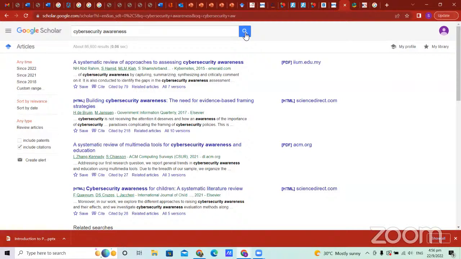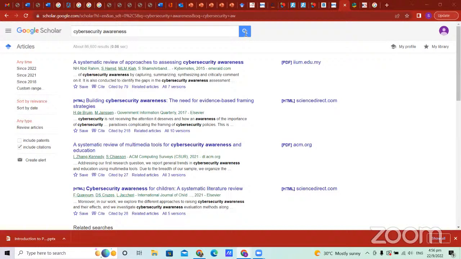So is it better to then focus on the scope of shedding light on awareness? What you need to do is you need to read. So I Google and I see systematic review of approaches assessing cybersecurity. Have you read the systematic reviews on it?